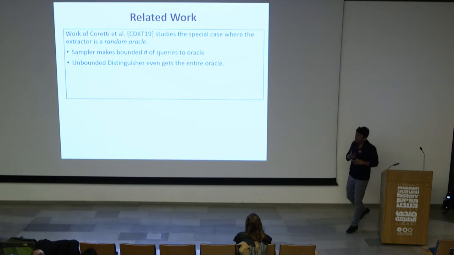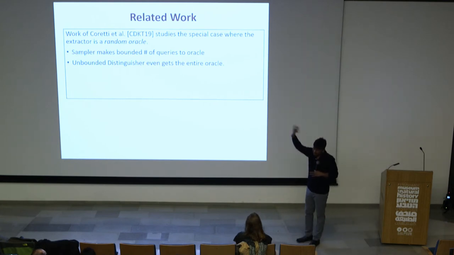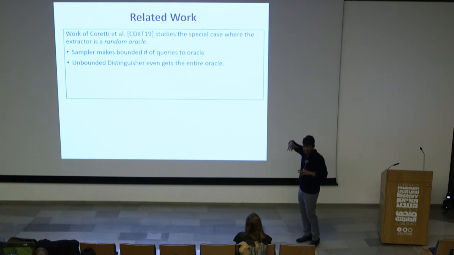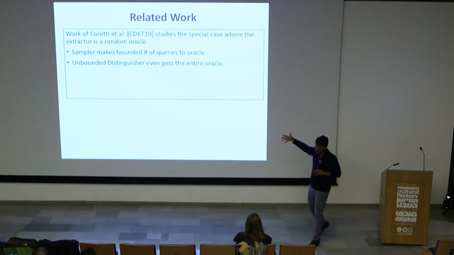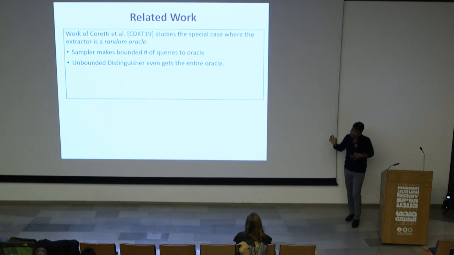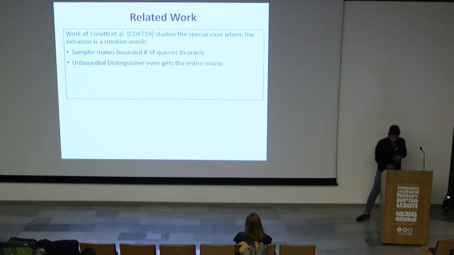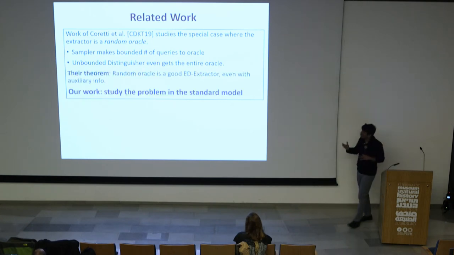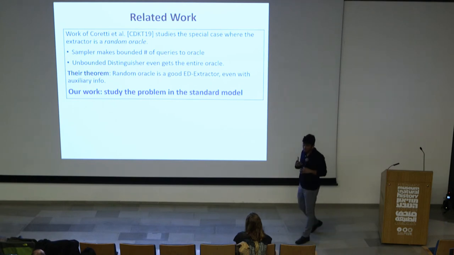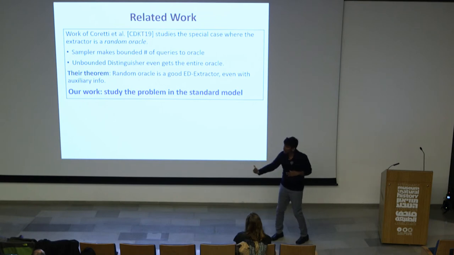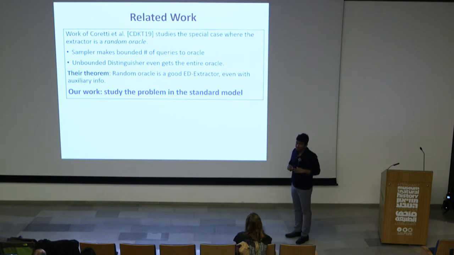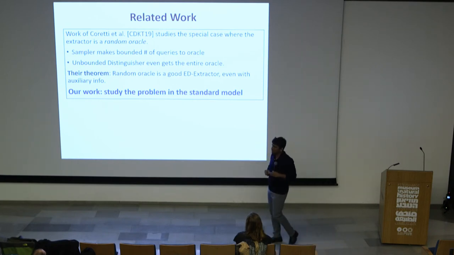There, the notion is that the sampler gets oracle access to the extractor, in other words, the random oracle. It outputs a string, and the distinguisher gets the whole seed, which is the entire random oracle, and it's unbounded. So it's very similar to our setting, except that the extractor is a random oracle. And they prove that the random oracle is a very good extractor in this setting, even if the distinguisher after the fact gets the entire random oracle. This is true even with auxiliary information. Really what we are doing is studying the problem in the standard model.